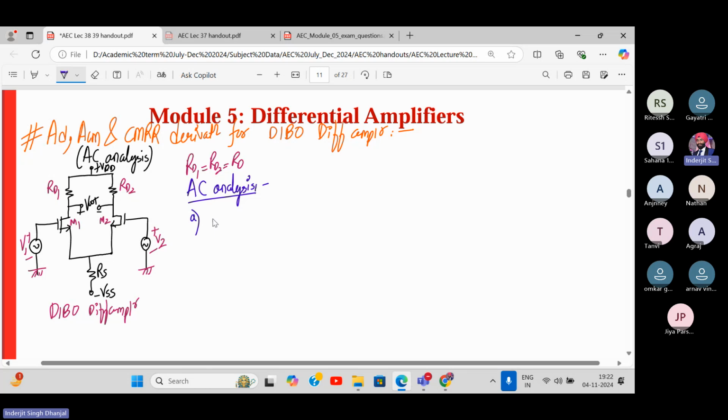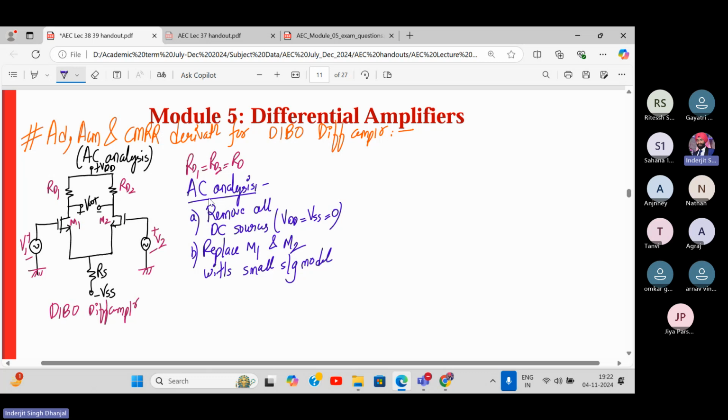Can we start? So for AC analysis, we remove all DC sources. So what do we do? We make VDD equal to VSS equal to 0, short circuited. Okay. And in the next step, we replace M1 and M2 with its small signal model.